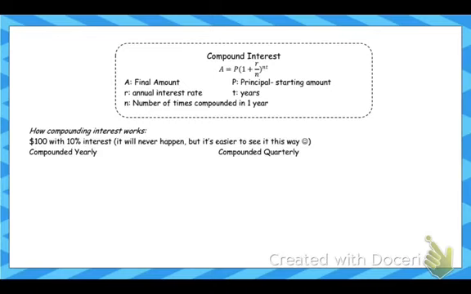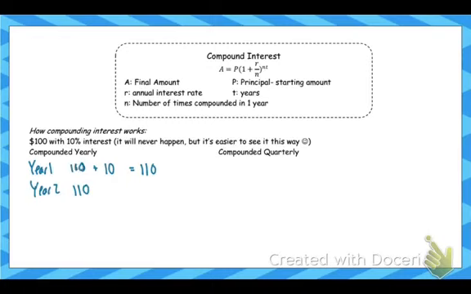So if you have $100 and you get 10% interest yearly, so year one you start with $100, you would get 10% interest, which would give you at the end of the year $110. Well, in year two, you would have $110.